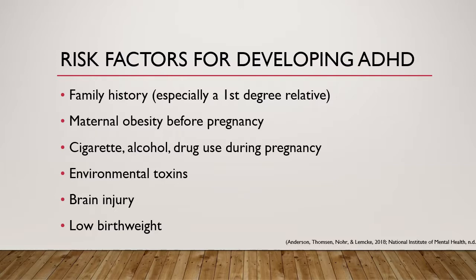Genetics, we just talked about that, 2 to 8 times more likely with the first-degree relative. Maternal obesity before pregnancy, cigarette, alcohol, or drug use during pregnancy, environmental toxin exposure to the mother or to a young child. This can be something such as lead. That is one of the reasons that we do lead screenings in the pediatric office on a routine basis. Brain injury and low birth weight can also be contributing risk factors.